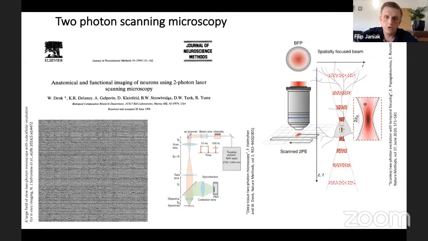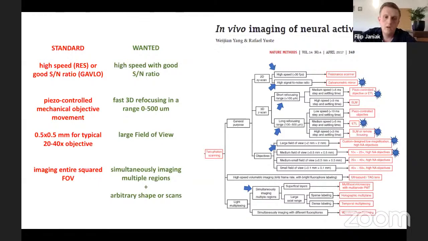Of course, from the time when two-photon scanning microscopy was applied to neuroscience, people have been working to improve those methods, to simply make them better. The main problems and limitations involve trying to find a compromise between the speed of scanning and an efficient signal-to-noise ratio. Because if we are trying to scan faster, we are simply losing the amount of signal which we are collecting at the same time.